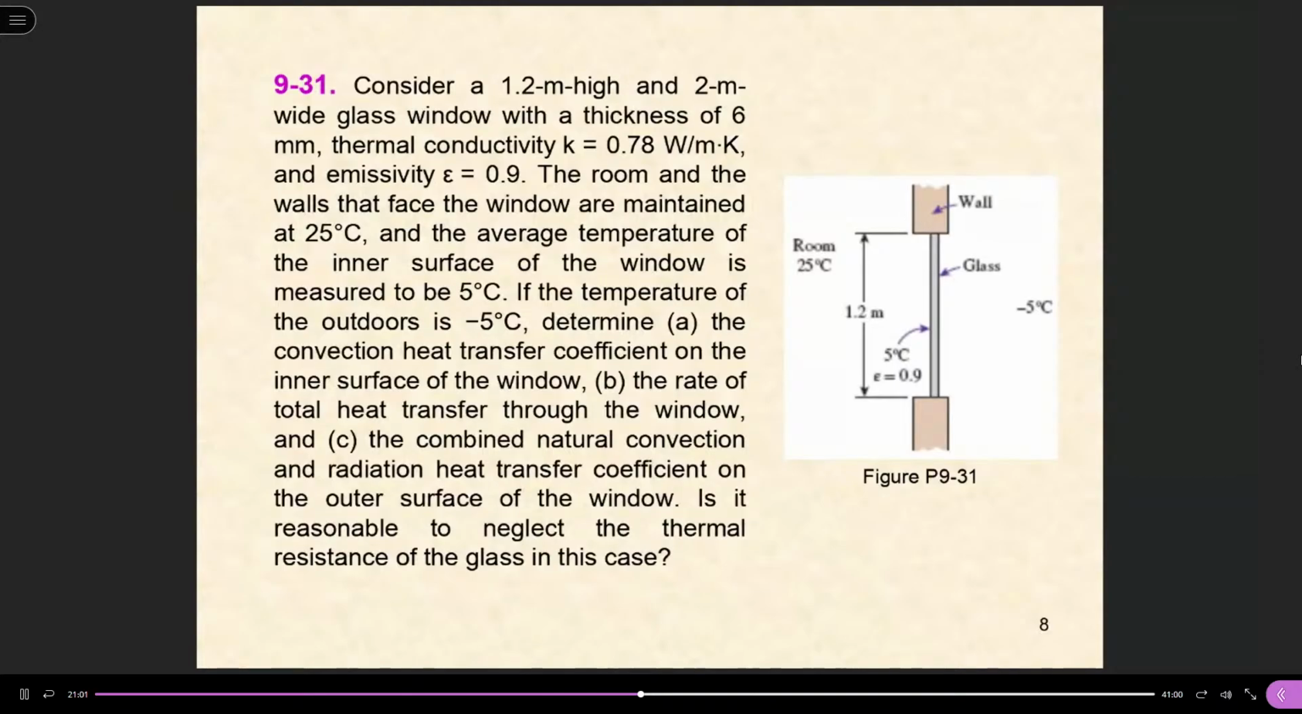The next question is a bit different. You look at the question first. This is basically a window. Okay, wall.